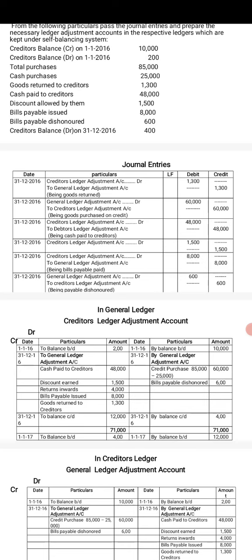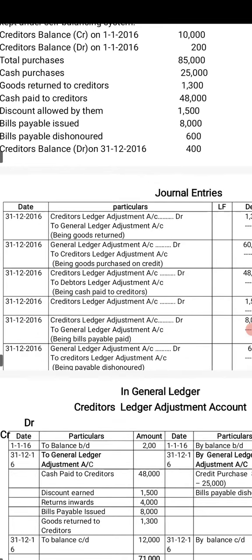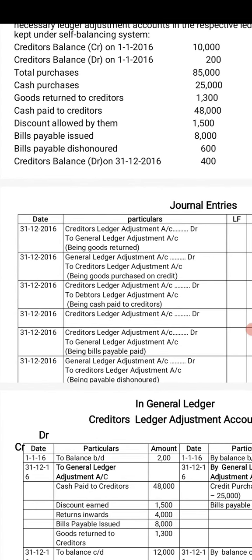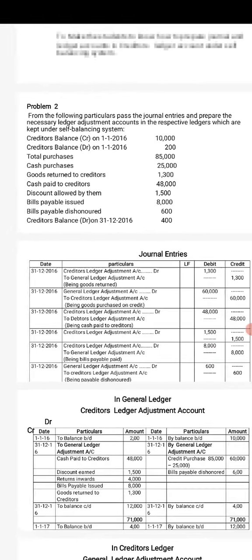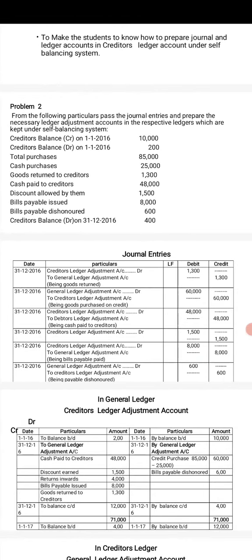In that, first you have to pass the entry for total purchase and cash purchase. You have to find the difference between total purchase and cash purchase, and we will get credit purchase. So written here, credit purchases, inside the bracket 85,000 minus 25,000, will get 60,000. One more entry under the credit side is bills payable dishonoured. Straight away, by bills payable dishonoured 600.